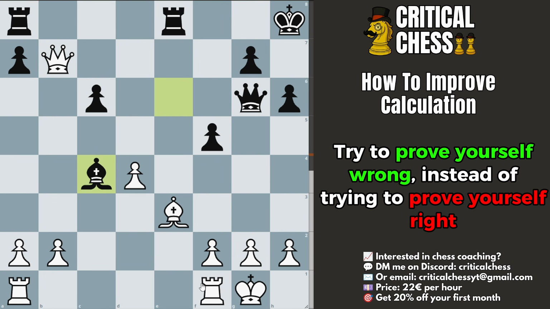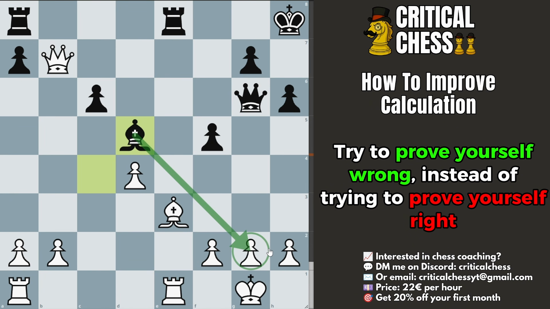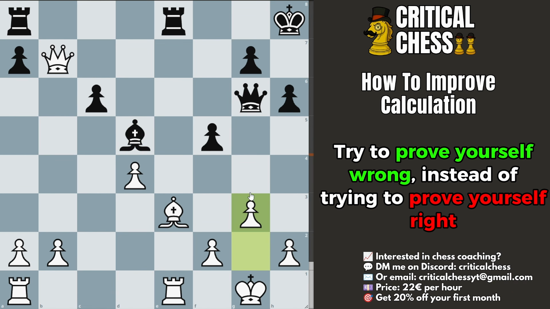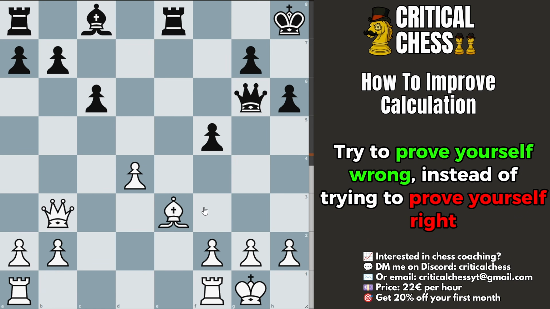Even a move like bishop to c4. This is also very good because let's say rook to e1 is played, moving the rook. Now bishop d5 is even stronger because if you play f3, there's captures. If you play g3, now there's a very simple queen to g4 and then queen f3 is coming. And this is just simply going to be game over within the next couple of moves. So try to prove yourself wrong instead of proving yourself right.